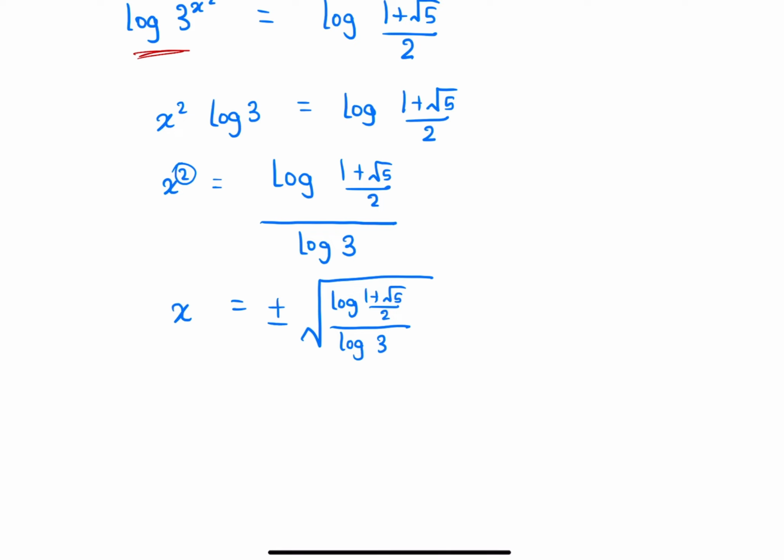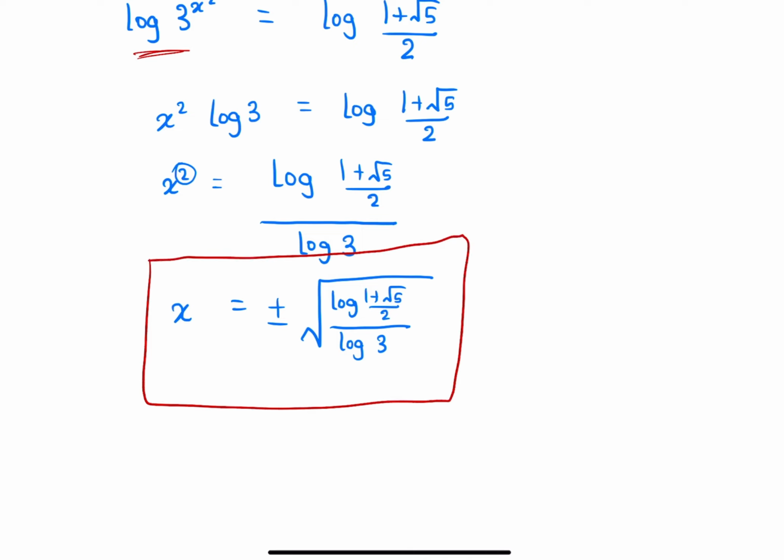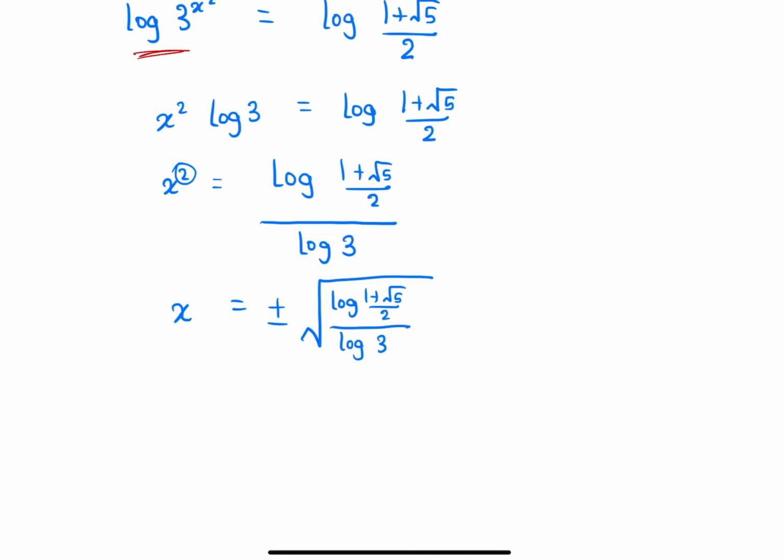So now we have our answer. Our answer is x is equal to plus or minus the square root of the log of (1 plus root 5) divided by 2, divided by log 3. So this is our final answer.